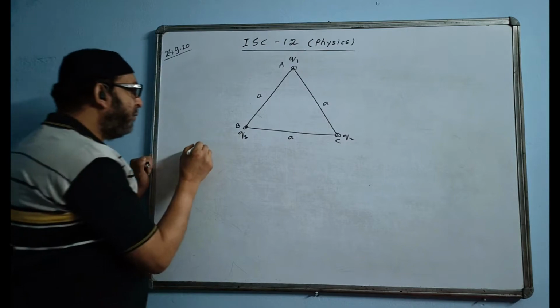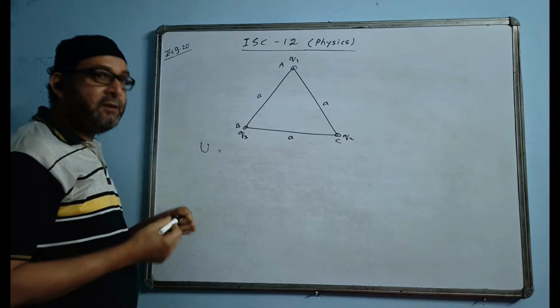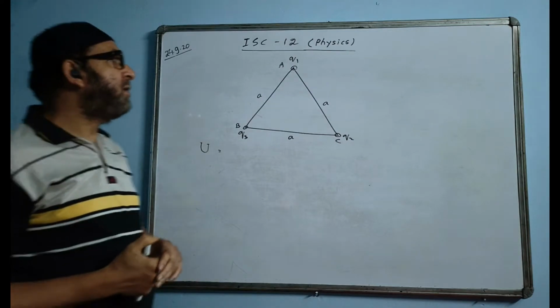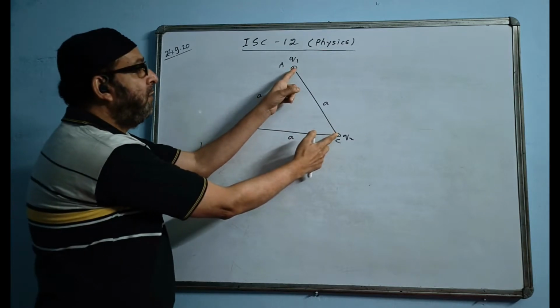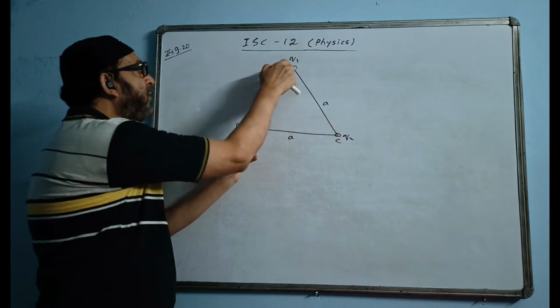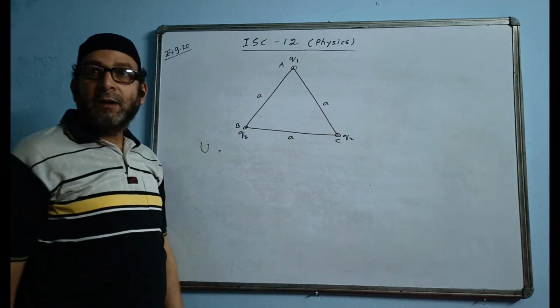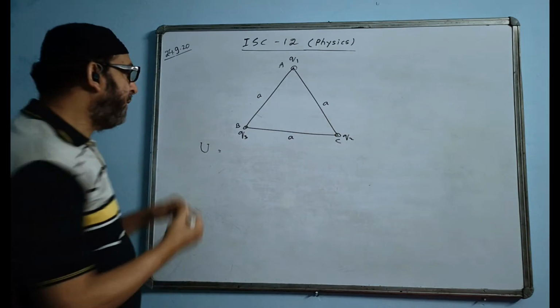That means the total value of U you have to find, right? U means potential energy. So we will check how many potential energies will be there. Between any two charges we will take one like this. Between these two will be the first potential energy, between these two will be the second potential energy, and between these two will be the third potential energy. There will be three potential energies and all we have to add simply.